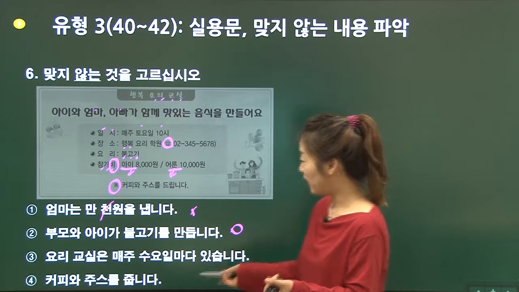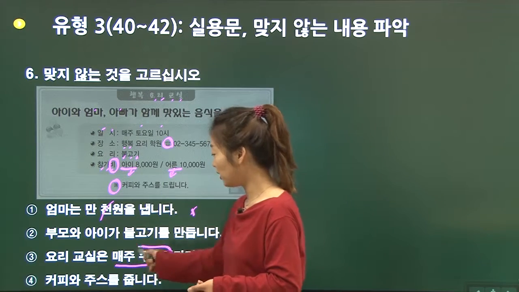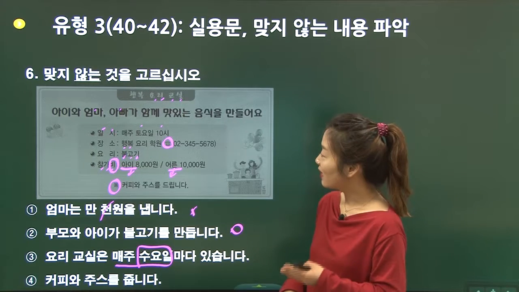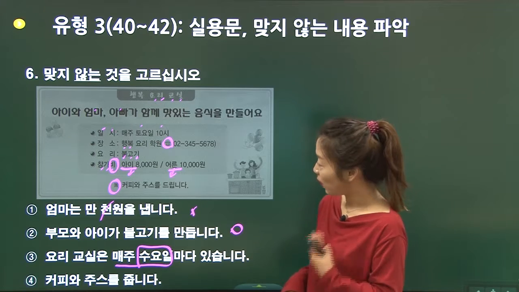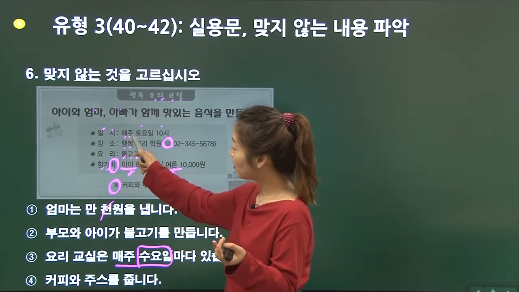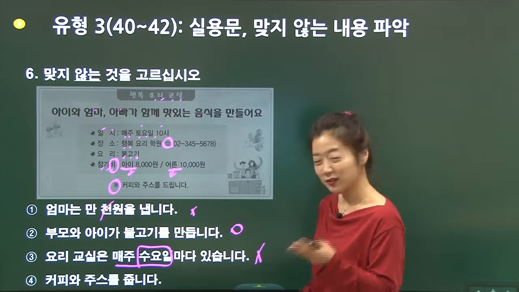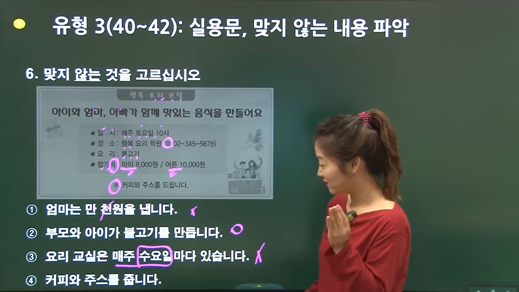Number three, 요리 교실은 매주 수요일마다 있습니다. Look at here. 매주 수요일. 수요일 is Wednesday. So is the cooking class on every Wednesday? No, it's not correct. 매주 토요일. Oh, are there two incorrect sentences?